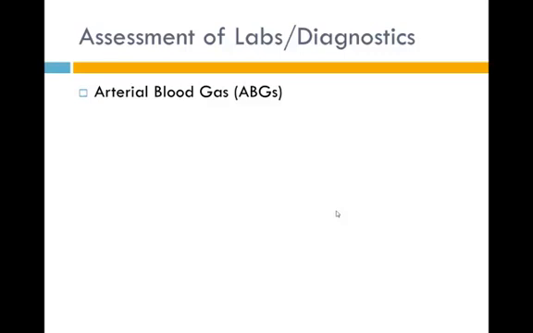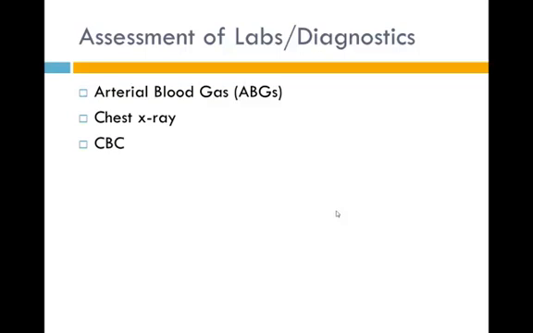Laboratory and diagnostic data assist the healthcare team in determining the severity of hypoxemia and the underlying cause. An arterial blood gas determines the pH, partial pressure of arterial oxygen and carbon dioxide, and bicarbonate. This information determines the extent of hypoxemia and the course of action. A chest X-ray is needed to determine the cause of respiratory failure.